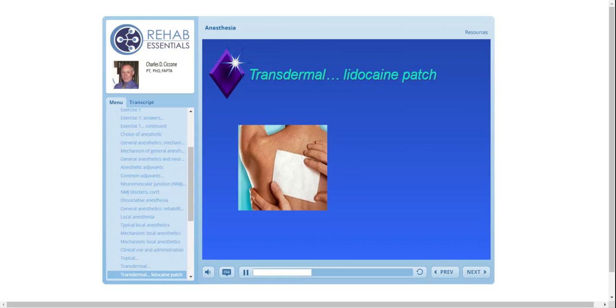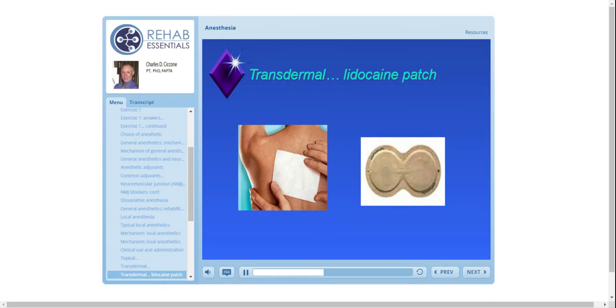It's not really solving the problem, but it can be symptomatically helpful. Some of these patches have combined the electricity technique with the patch. And we have these patches that have a low level of electrical current, sort of like an iontophoresis device that's included right in the patch.